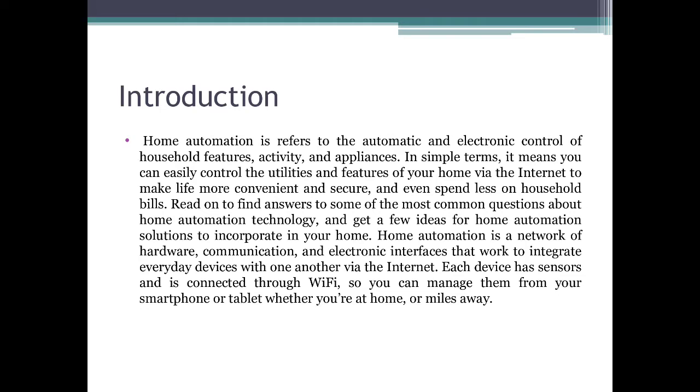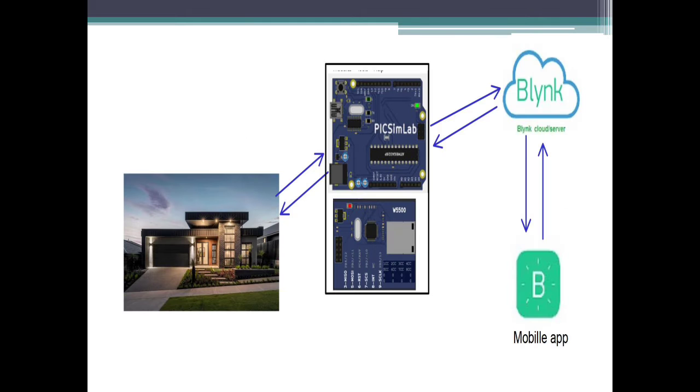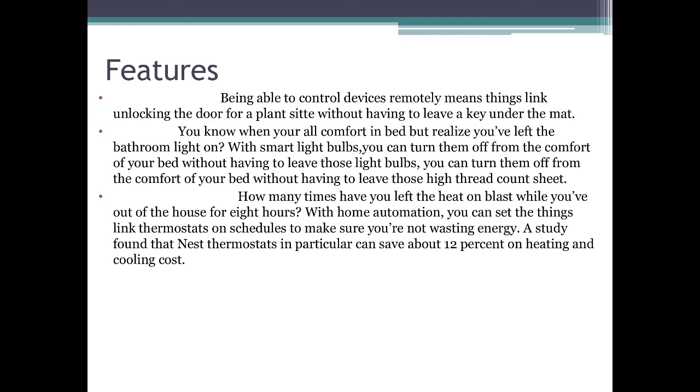Home automation is a network of hardware, communication, and electronic interfaces that work to integrate everyday devices with one another via the internet. Each device has sensors and is connected through Wi-Fi, so you can manage them from your smartphone or tablet whether you are at home or miles away. The picture shows how the Blynk app and the house components are connected. Now the features of this project.